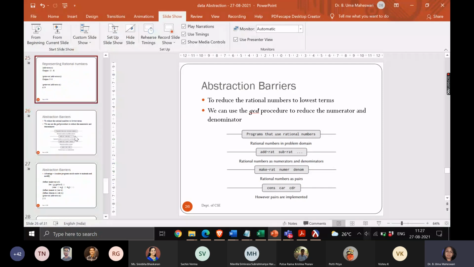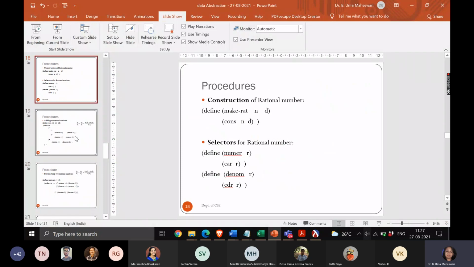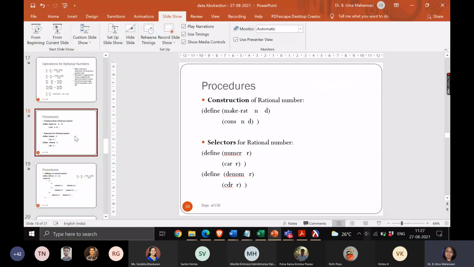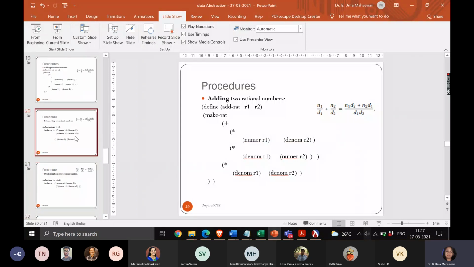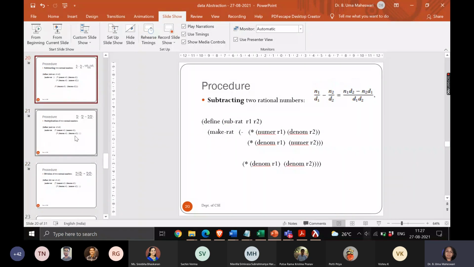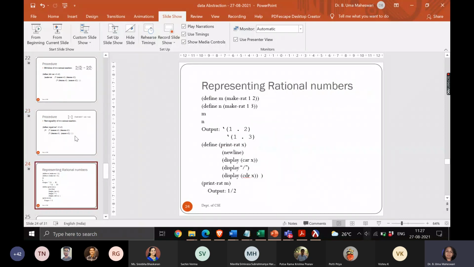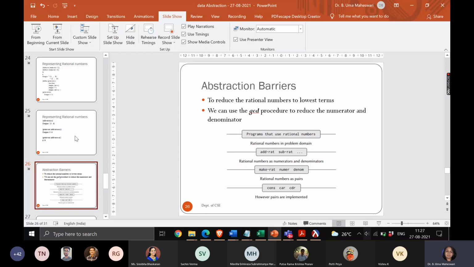So, any doubts so far? We are talking about building complex data, using cons, car and cdr. We have taken a rational number and how to perform operations on rational numbers with the available primitive procedures. These are all the procedures we can write with respect to rational numbers. I can add, subtract, multiply, divide, and check for equality. And for all these operations, we can easily write the procedures in abstract format.